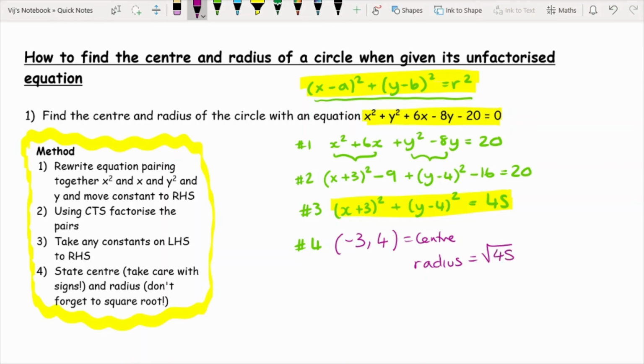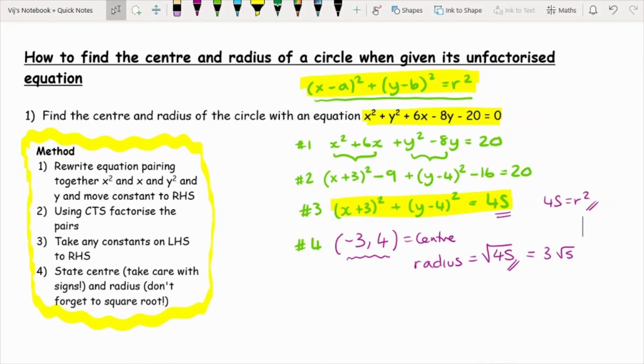Now if I wanted to simplify that using surds, at this particular stage it's not really necessary, but if you really wanted to, it's 3 root 5. But I would say root 45 is probably the best way to go with regards to your answer. So again, the key thing there is to take a bit of extra care with the signs of your centre, and also don't forget to square root your radius, because remember that this is equal to r squared.